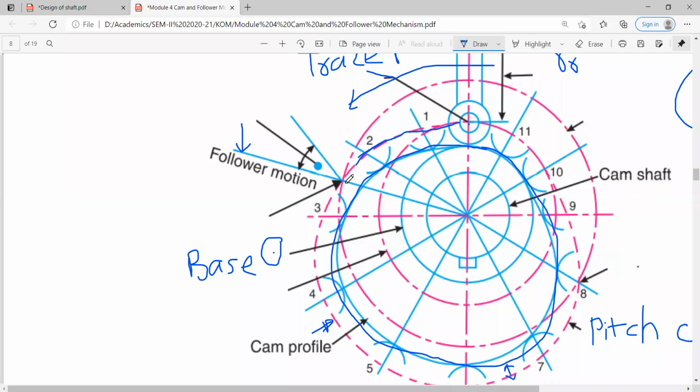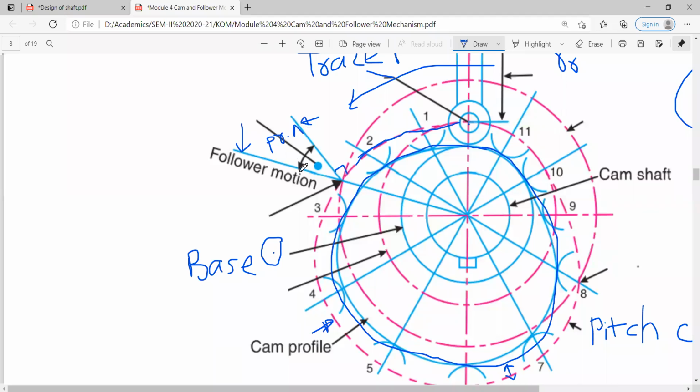Now at this particular point, you have to draw a perpendicular to the pitch curve like this. The line you have drawn is normal to the pitch curve at the same point. So whatever the angle between these two lines, follower motion and normal to the pitch curve at this particular point, this angle is known as your pressure angle.